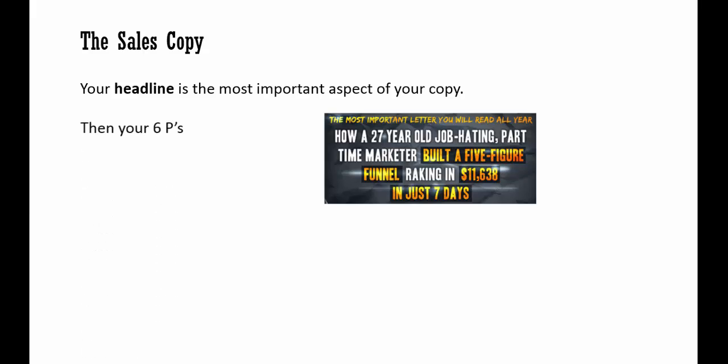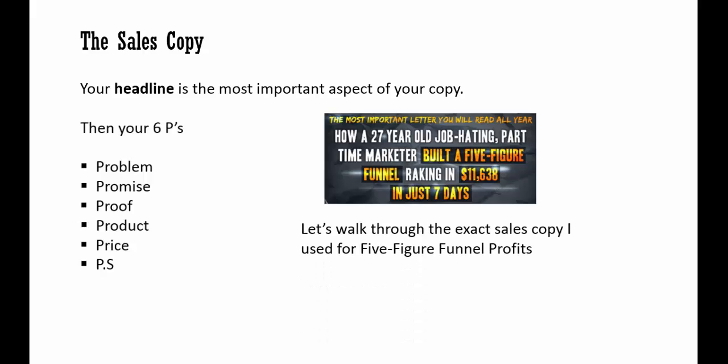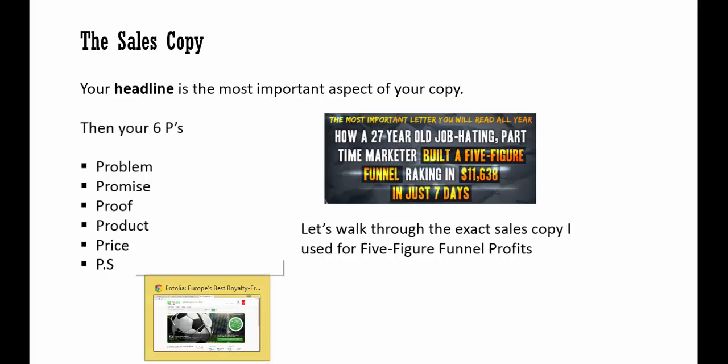So now, when I'm writing my sales copy, I use a system, the 6 P's. The 6 P's cover this. The first P is problem, then promise, proof, product, price, and finally PS. So the first one, problem, and we're going to go through this on the sales page. In fact, we'll head over to the sales page. So let's walk through the exact sales copy I used for 5-figure funnel profits, and we can cover each of these 6 P's right in front of your eyes. You're going to be able to see it.